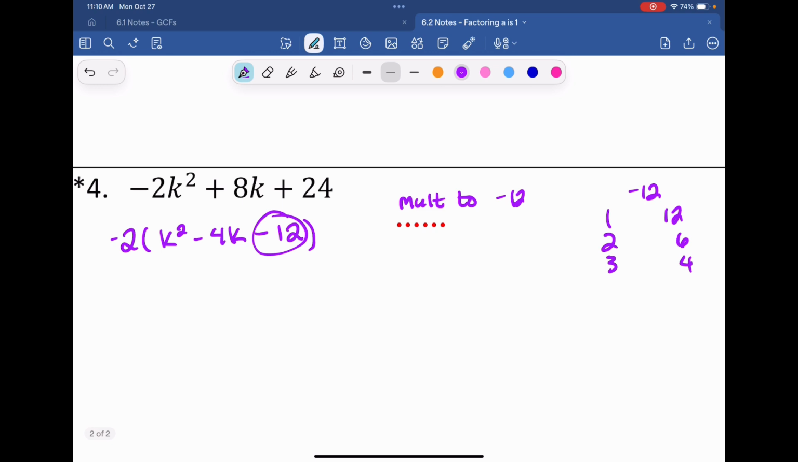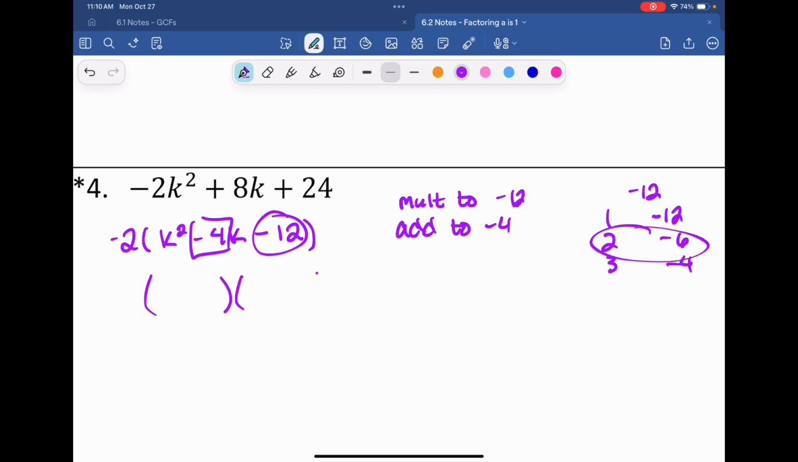So that's 1 and 12, 2 and 6, 3 and 4. And they also have to add to negative 4. And since they add to negative 4, a big factor is the one that's negative. And I can see that factor there. 2 plus negative 6 is negative 4.